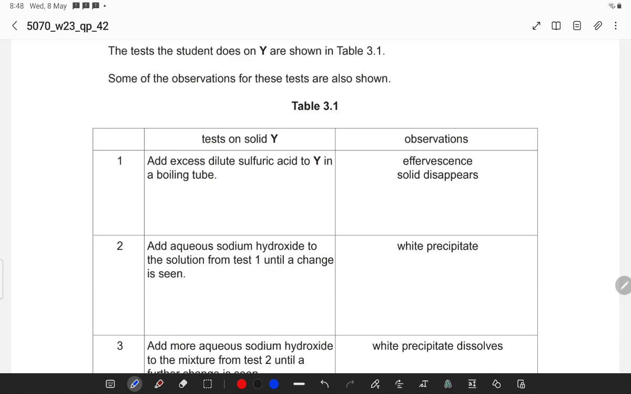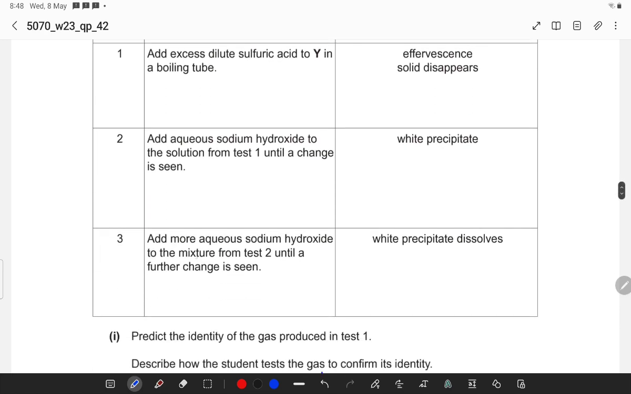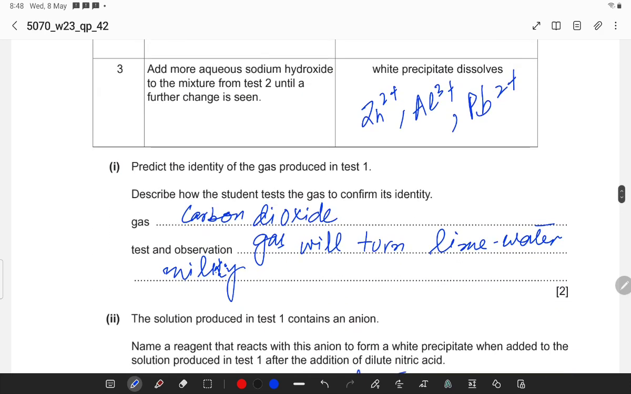White precipitate. Add more aqueous sodium hydroxide to the mixture from the test tube until a further change is seen. The white precipitate dissolves, so zinc ions, aluminium ions or lead ions might be present, because these three cations dissolve in excess sodium hydroxide.